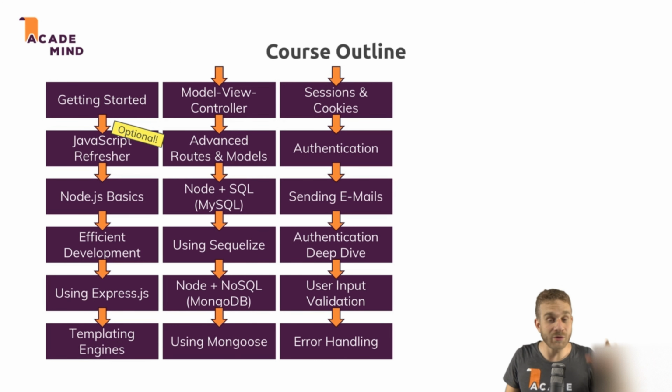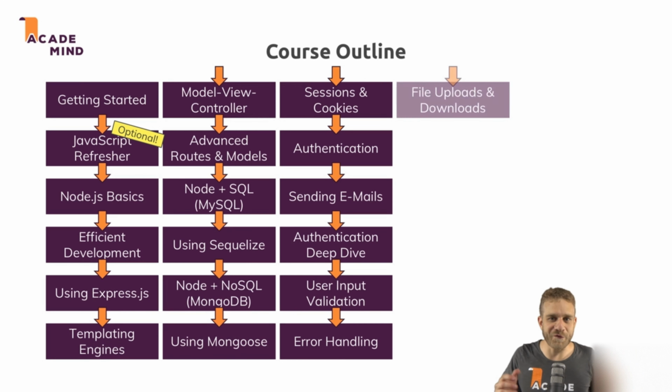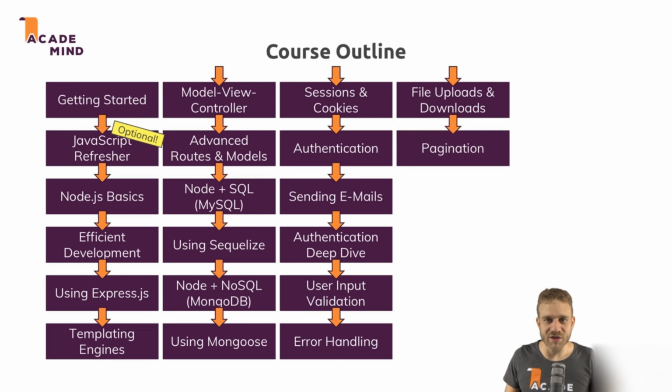Now, thereafter, we'll dive into something important. File uploads and downloads. How can you handle these? How can you write code that takes incoming files, stores them, and is able to return files? I'll also show you how you can automatically generate PDF documents on the server in this module. We'll then have a look at pagination, so how we can return our data in chunks instead of all the data at once, which is not ideal for your bandwidth.